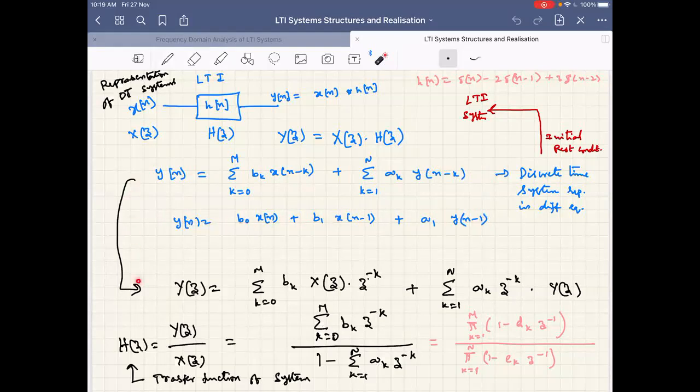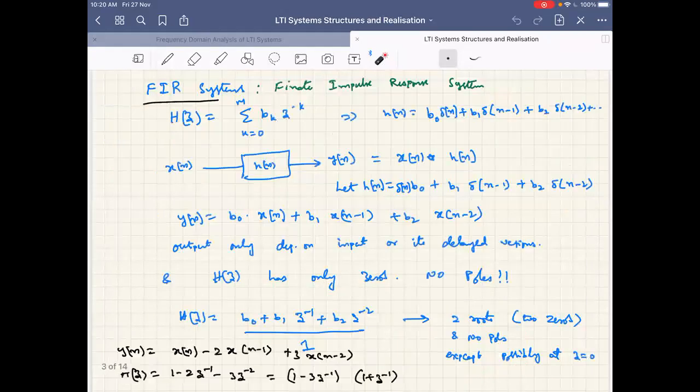In Z domain, the general transfer function looks like this, where the numerator polynomial defines the delay coefficients and the delays associated with x of n, and the denominator polynomial denotes the coefficients and the respective delays associated with y of n. This can also be represented in the pole zero form, where the poles and zeros can be explicitly seen. This is just factored like this to have a representation. Sometimes this is preferred and sometimes the other representation is preferred.